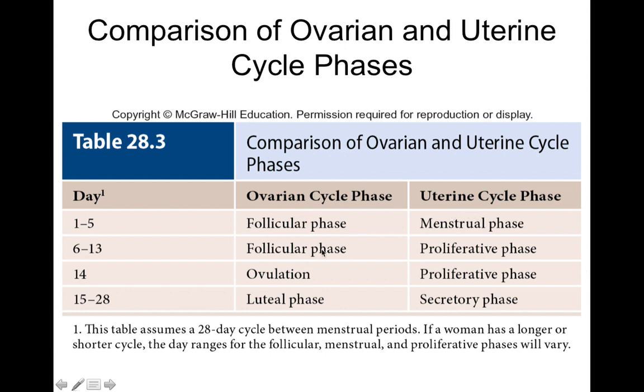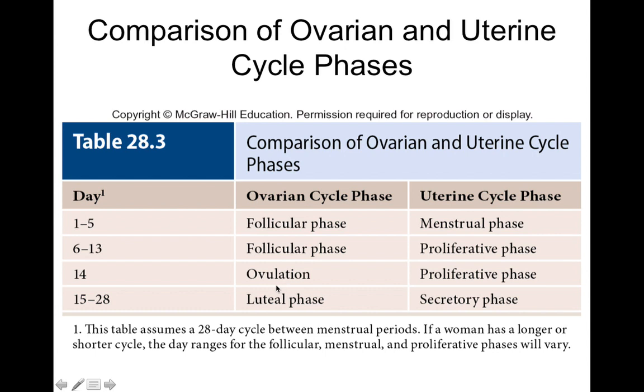Now, while the follicle is growing, remember the follicular cells themselves release a little bit of estrogen. And that estrogen promotes the regrowth of the stratum functionalis, or functional layer, during the proliferative phase, right? So as the primary follicles start to develop into secondary and tertiary, estrogen levels are rising, okay? And then at day 14, you get ovulation.